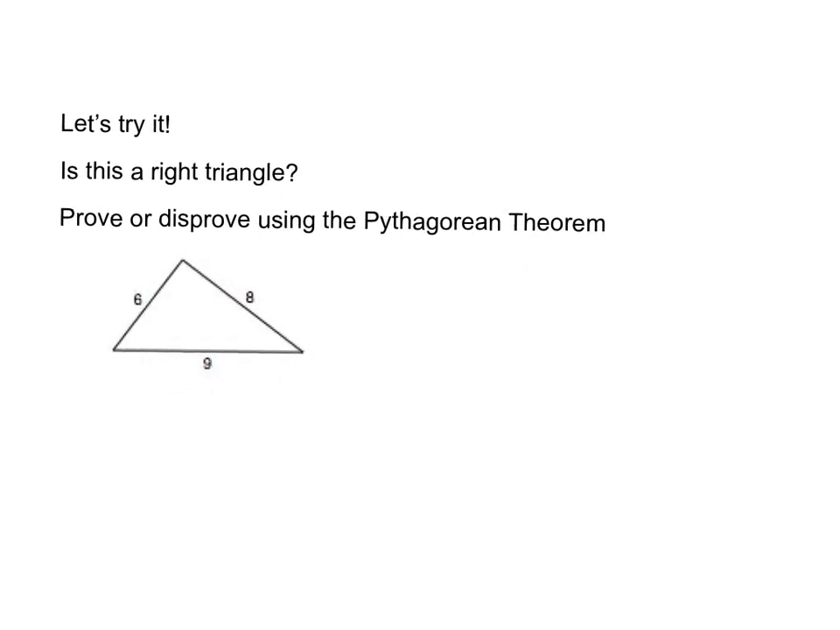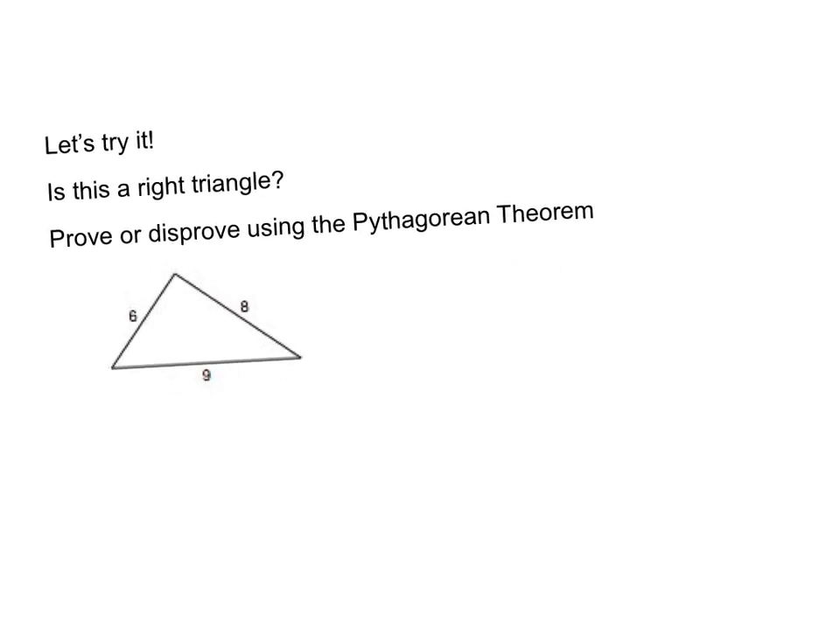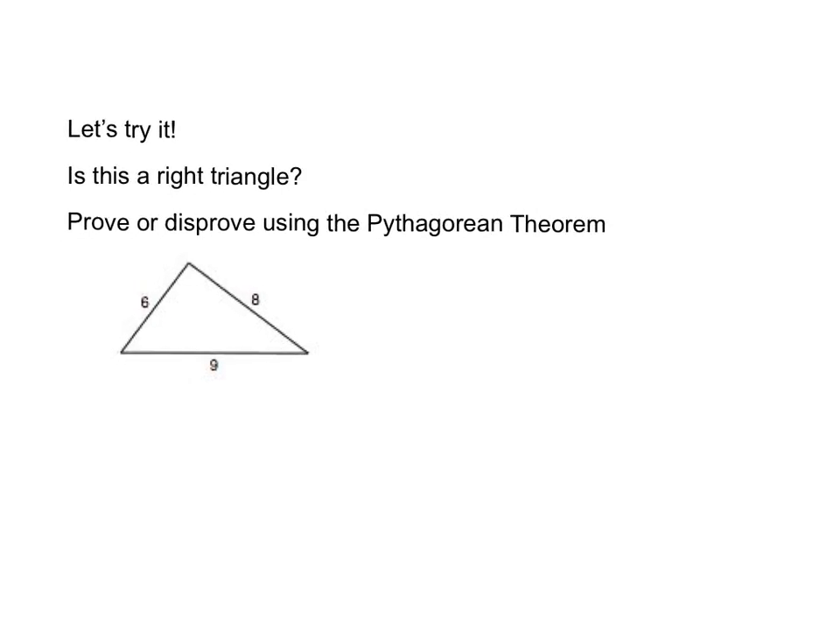So the first one here says, is this a right triangle? Prove or disprove using the Pythagorean theorem. So I'm going to go ahead and start by rewriting the Pythagorean theorem again. We have a squared plus b squared equals c squared. And the first thing we probably should do is identify the sides, so a, b, and c. And a and b are interchangeable.